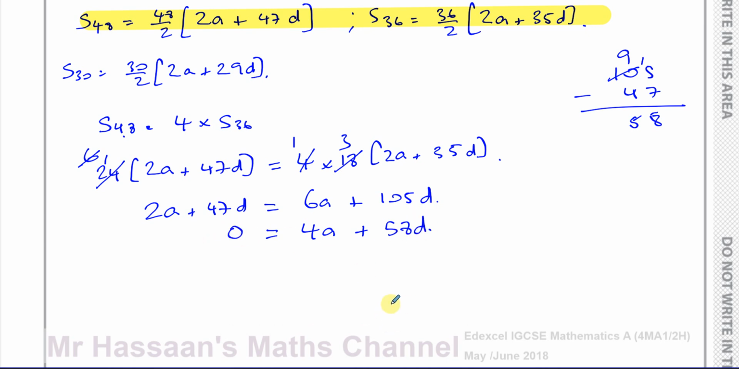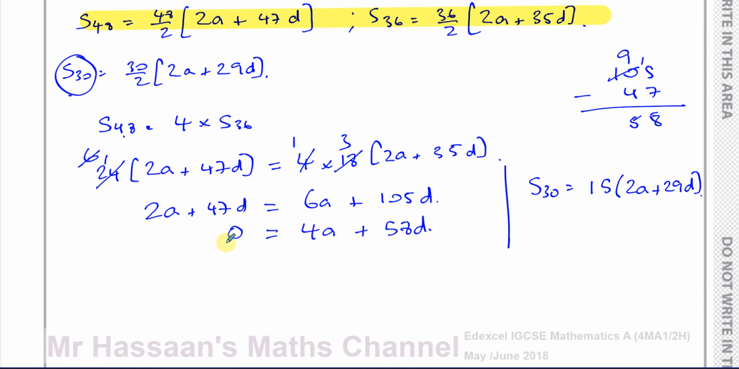Okay, now what we have to find is the sum of the first 30 terms. So I'm going to write down here the sum of the first 30 terms. I think I can see a connection here. That's going to be 15 times 2a plus 29d. All right. And this is 4a plus 58d.